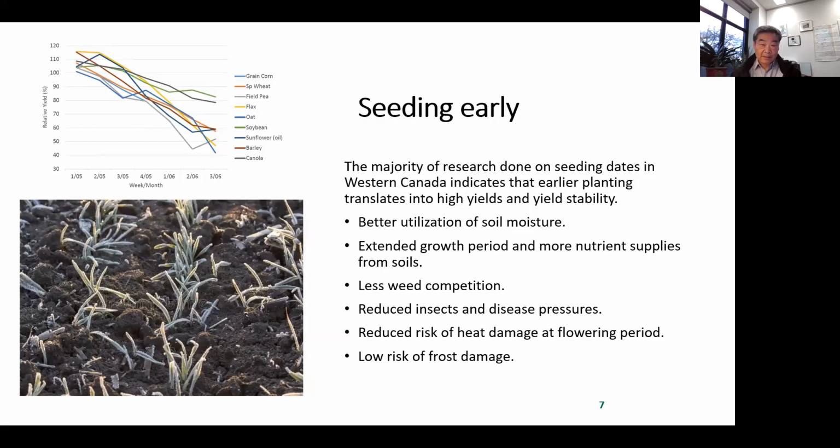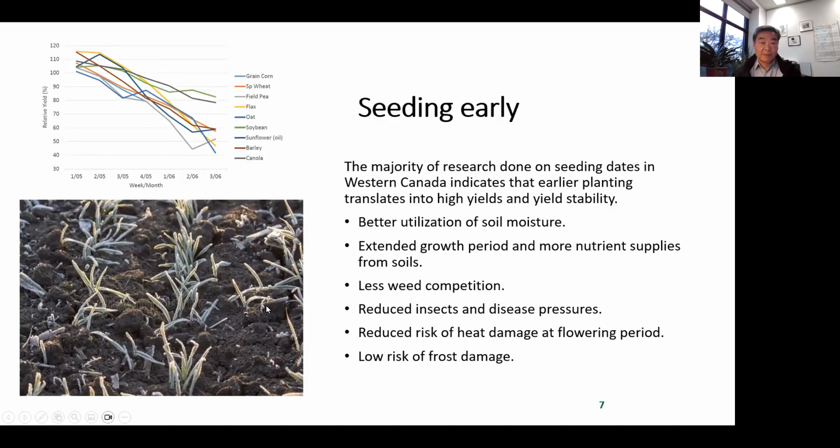Normally during plant flowering time, they don't really appreciate high temperature, and particularly if that time is also short of soil moisture, they would reduce the successful turning of flowers into kernels. And early seeding also reduces the risk of frost damage in the fall.